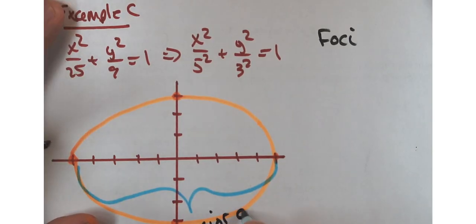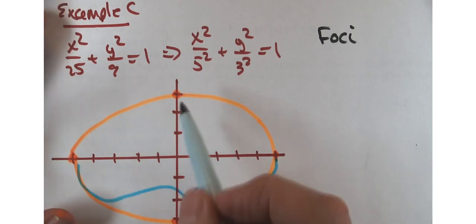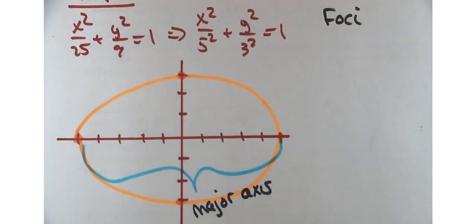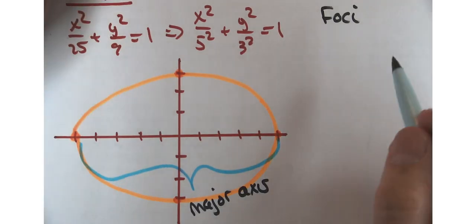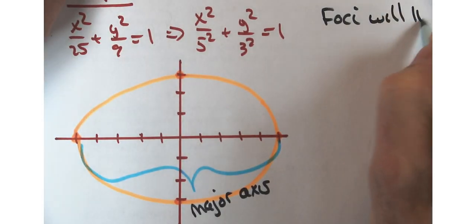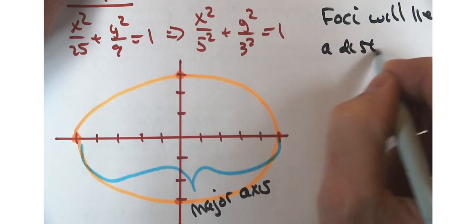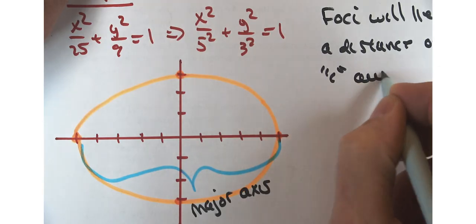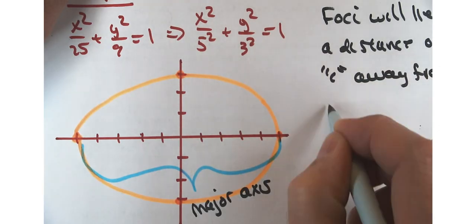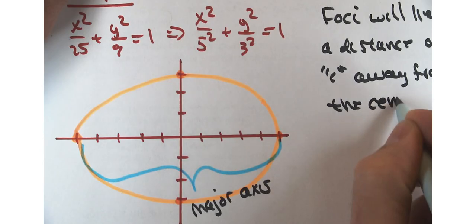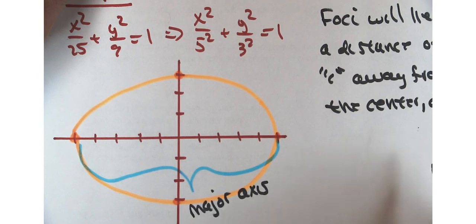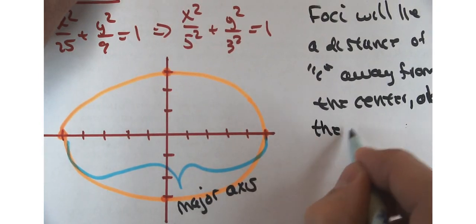What do you think I would call things in the other direction? If this is the major axis, what's the other one? Minor. Yeah, it's the minor axis. All right, I'm not going to draw that one in. But the foci will lie a distance of c away from the center along the major axis.